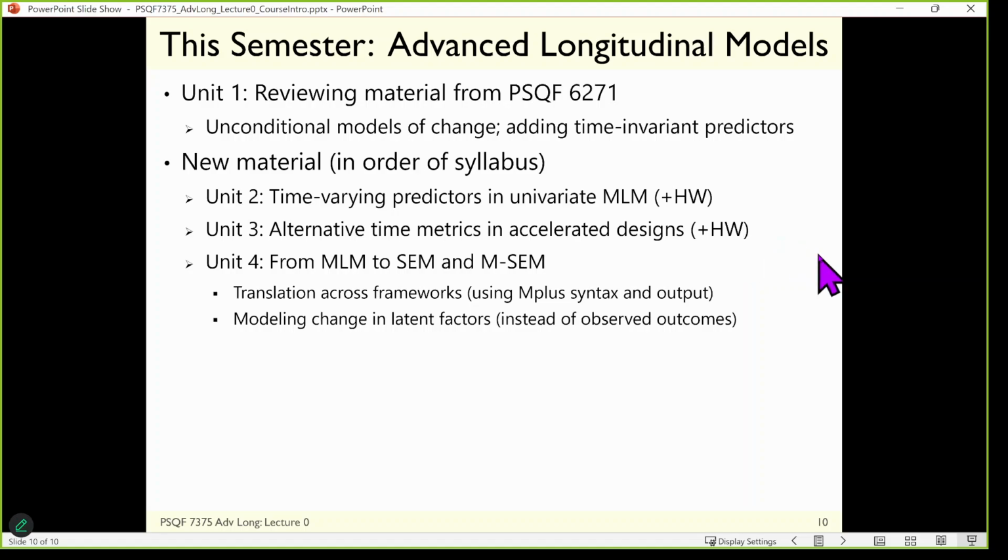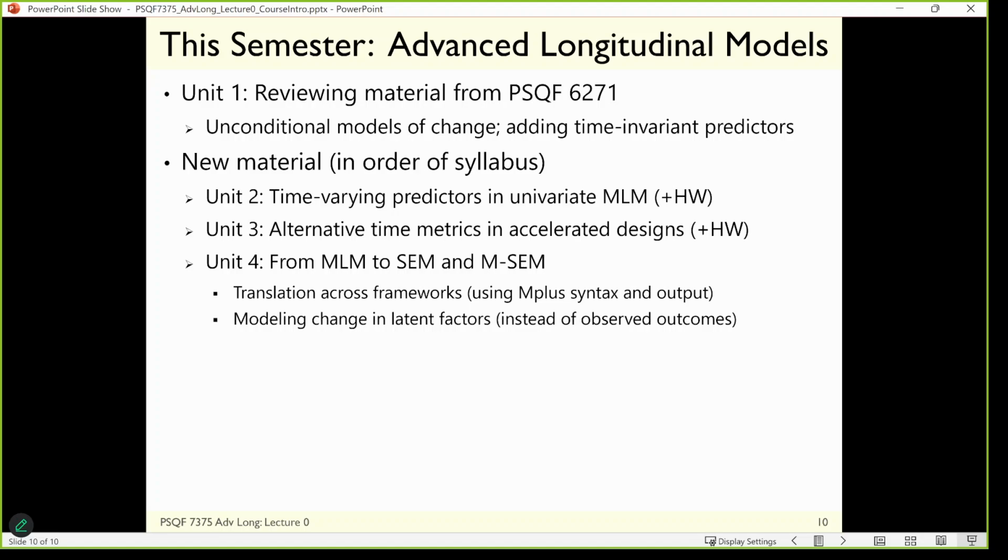Then we get into the SEM transition point. From multi-level modeling to the equivalent ways of looking at that within SEM and multi-level SEM. I'll show you how to translate directly across frameworks. I wrote a book chapter on exactly this, because it was a challenging thing for a lot of students last time, so I tried to make it less challenging.